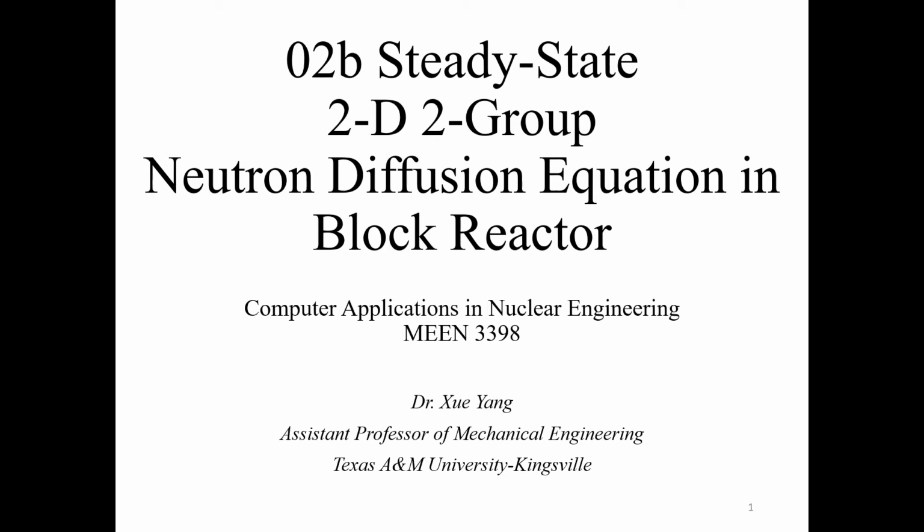We have previously practiced the two-dimensional single-speed steady-state neutron diffusion equation in rectangular geometry. Now we will move to solving the two-energy group neutron diffusion equation. We will solve this equation in a block reactor first. Then later we will solve this equation in a multi-assembly real reactor.